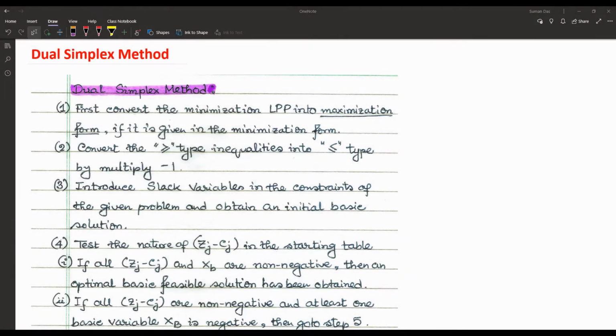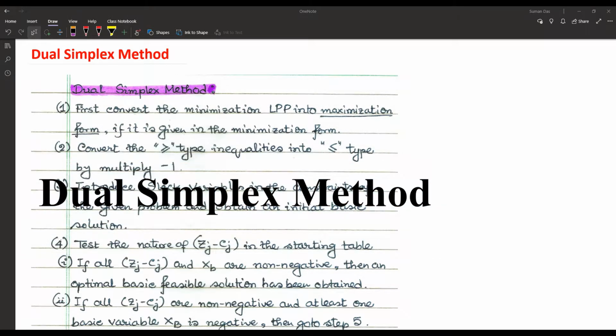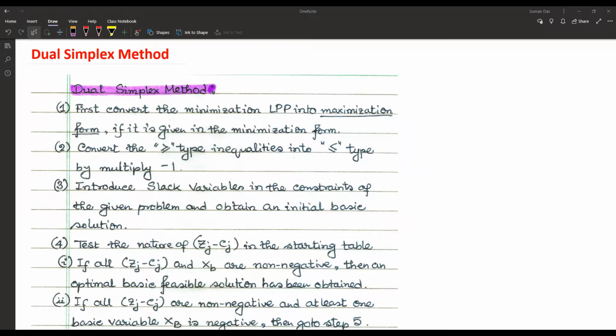Hello friends, today our topic is dual simplex method. In the previous video lecture we have already discussed how to convert a primal LPP into its dual. Now today our topic is dual simplex method. The method follows near about the same algorithm as the simplex method.